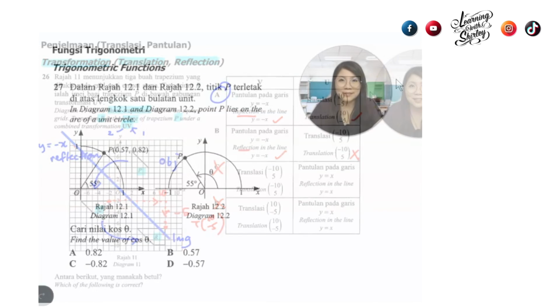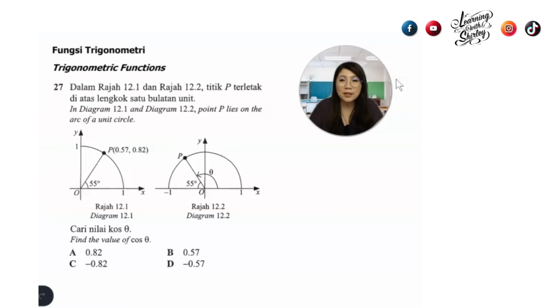Okay, let's look at question number 27. This is on trigonometric functions: sine, cos, and tangent. In diagram 12.1 and 12.2, point P lies on the arc of a unit circle. So this P is in the first quadrant and this P is in the second quadrant. Find the value of cos theta. So where is theta? Theta is here, which means this is in the second quadrant.